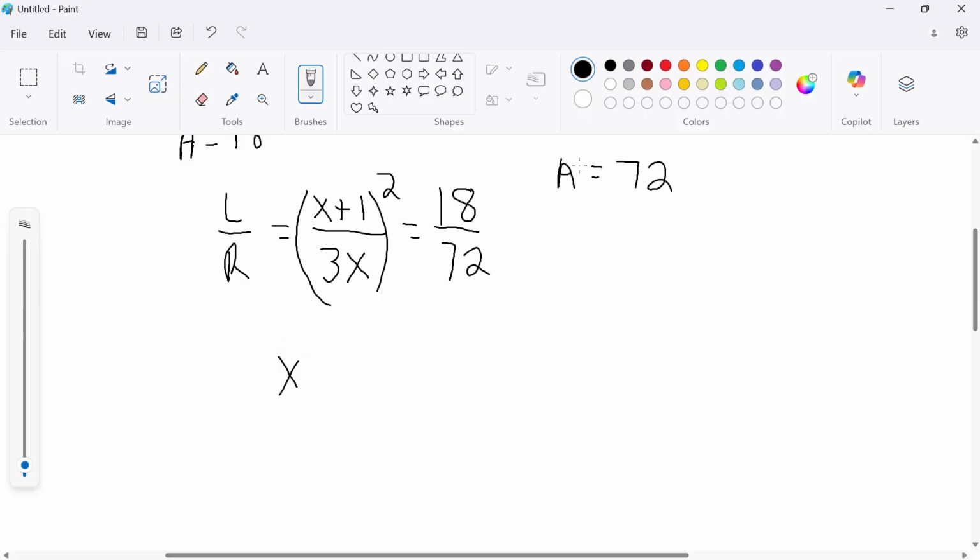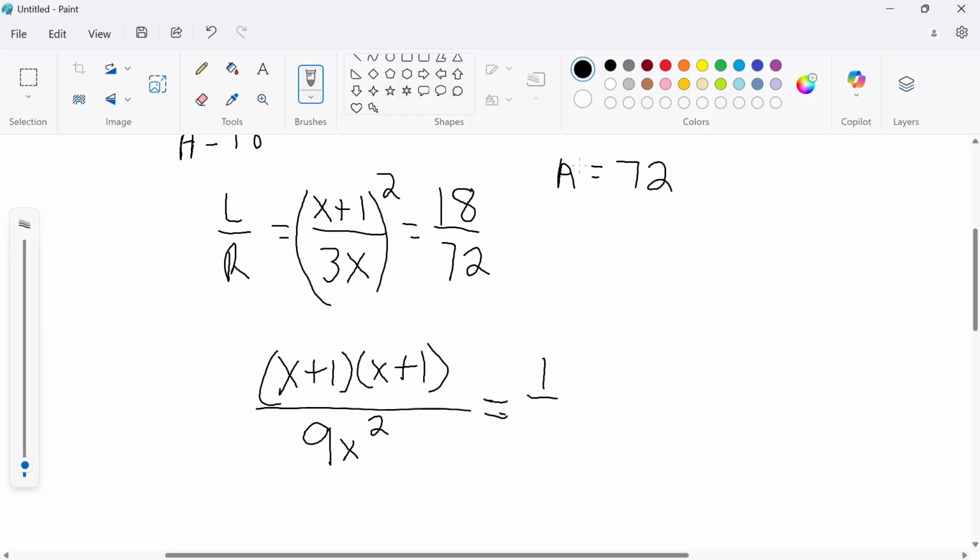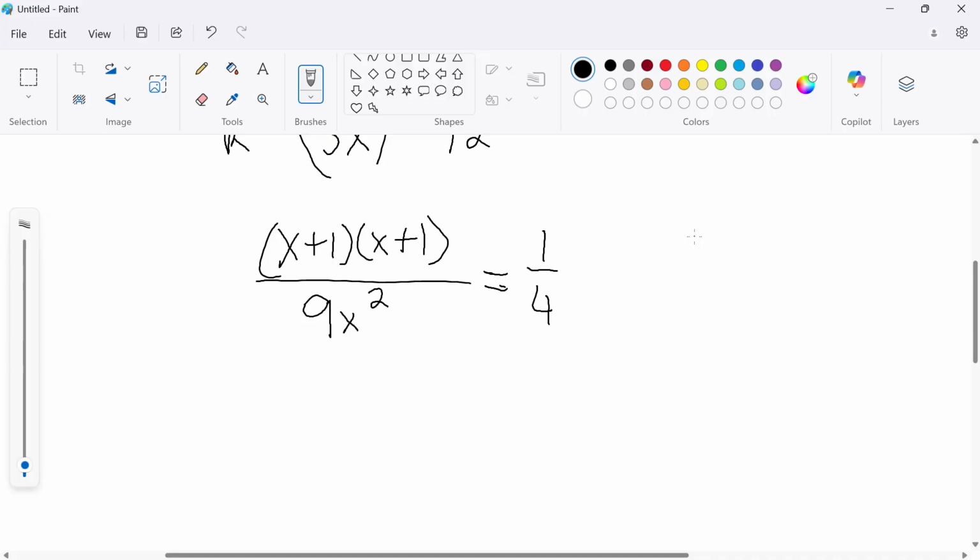So on top I'll write x plus 1 squared, which is x plus 1 times x plus 1. On the bottom I'll write 3x, the whole thing squared, which is 9x squared. And then 18 over 72, if you simplify, comes out to 1/4. So x plus 1 times x plus 1, I FOIL. X squared, that's first times first. Inside, 1x. Outside, 1x. Add them together, plus 2x. 1 times 1 is 1, plus 1. Divided by 9x squared equals 1/4.